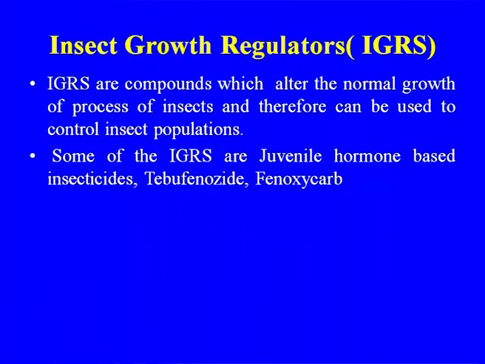IGRs, the insect growth regulators, are compounds which alter the normal growth process of insects and therefore can be used to control insect population. Some of the IGRs are the juvenile hormone based insecticides, then tebufenozide and phenoxycarb.